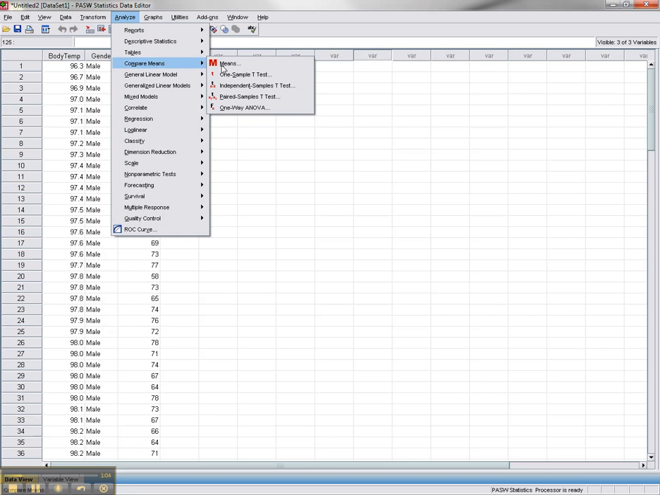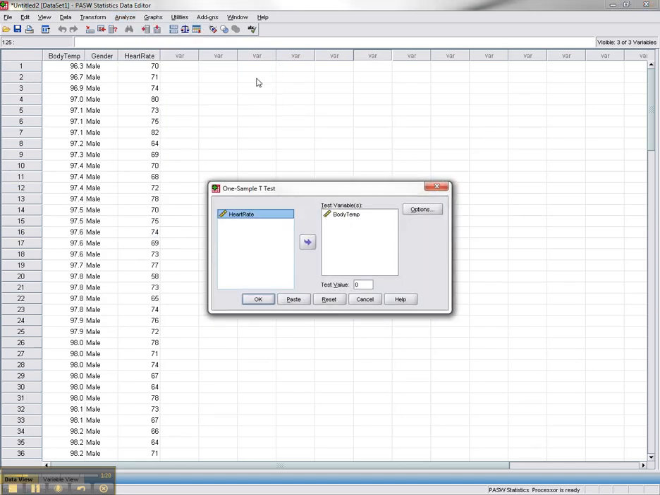This first choice here, means, generates some descriptive statistical information for you. That's not what you want. And these remaining choices down here are for two-sample t-test or multi-sample t-test. We're not interested in those. We want the one-sample t-test option right here. I'm going to click on that to bring up the wizard.